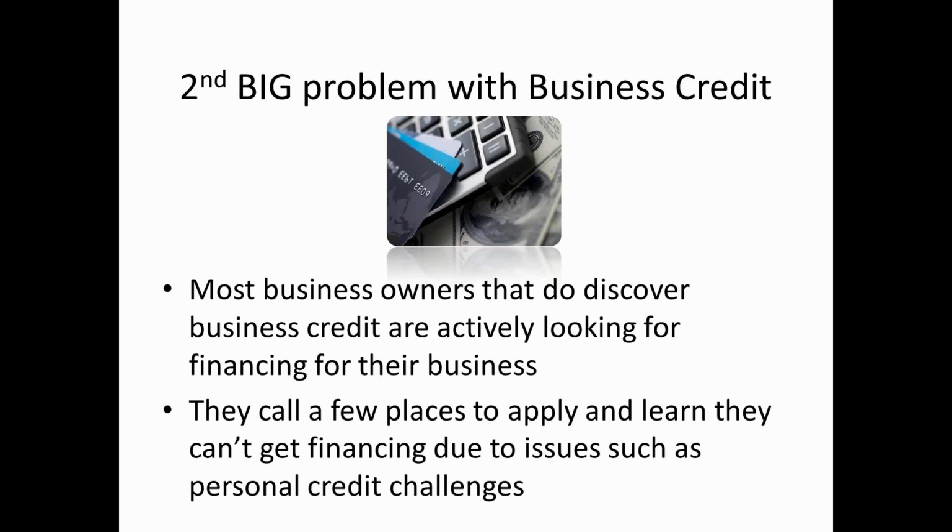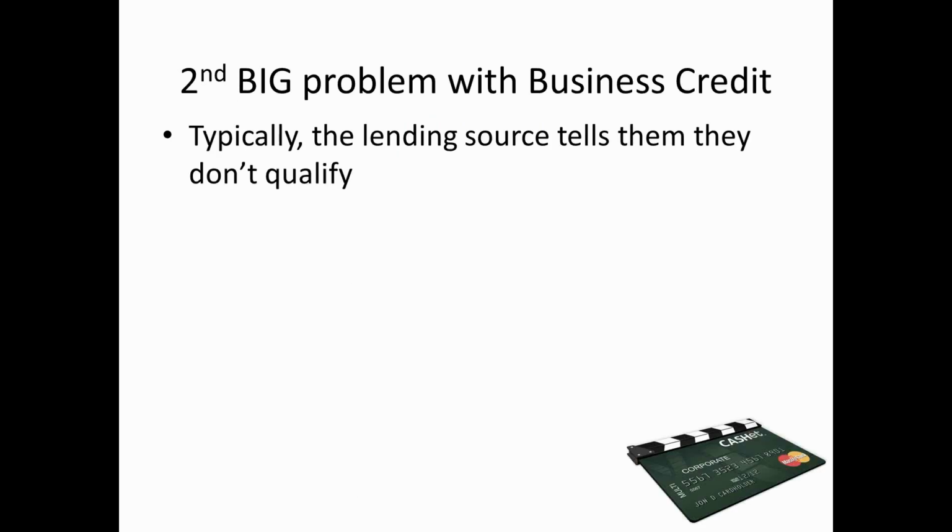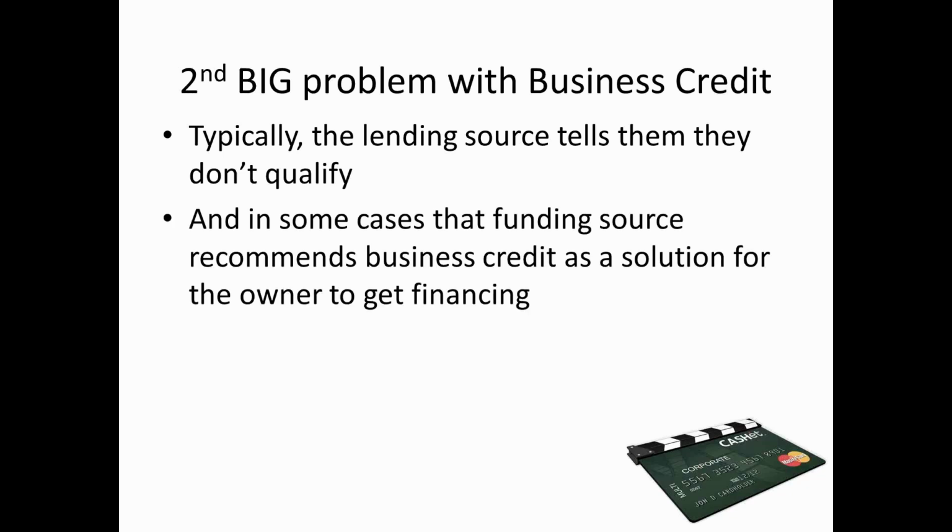Okay, so this is what happens. They don't go looking for business credit. They go looking for financing. I need money for my business. They start checking online, they call companies up, and the companies say, hey, look, you've got credit problems. You're not going to be able to get approved, okay? You've got personal credit challenges. Okay, so then what happens is the lending sources, some of them that are knowledgeable and know what business credit is, they'll tell them they don't qualify, and in some cases they'll recommend business credit as the actual solution to get the owner financing.